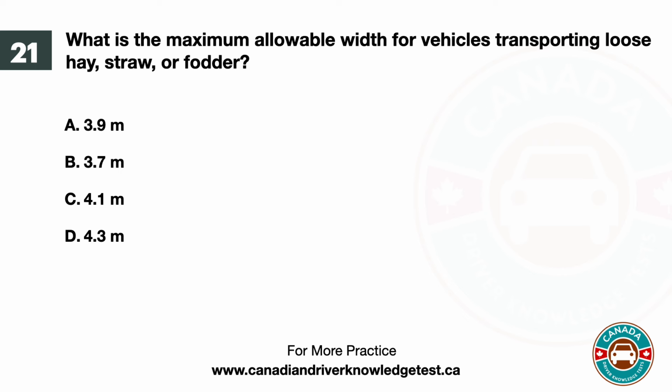Question 21. What is the maximum allowable width for vehicles transporting loose hay, straw, or fodder? A. 3.9 m, B. 3.7 m, C. 4.1 m, D. 4.3 m. The answer is B. 3.7 m.